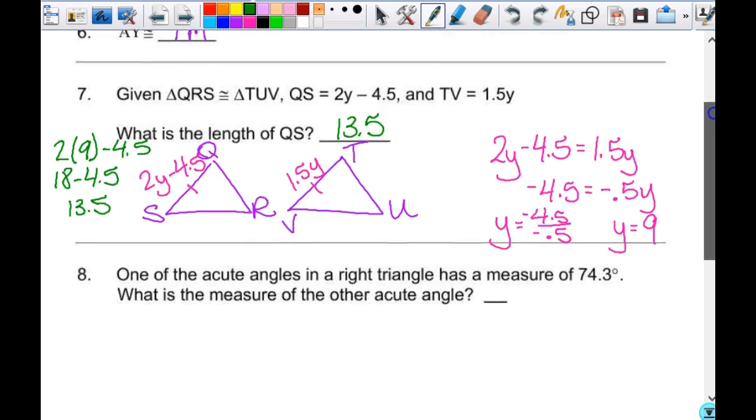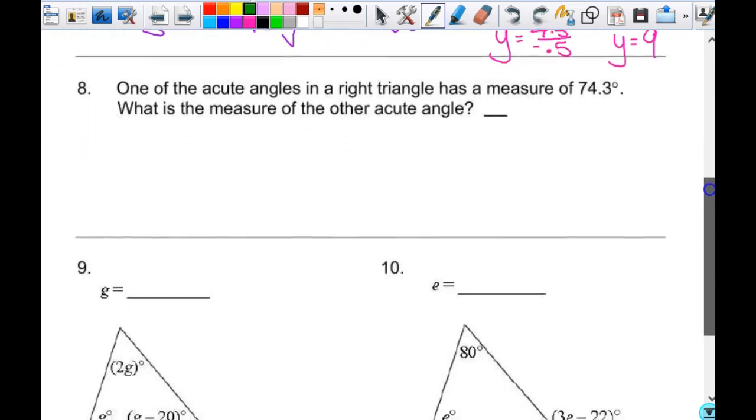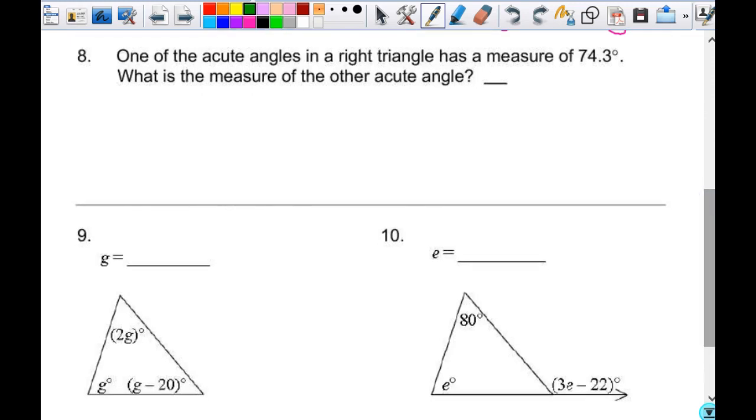Alrighty, so then number 8, one acute angle of a right triangle has a measure of 74.3. What is the measure of the other acute angle? Well, the two acute angles are complementary, so if the other one is, we'll call it x, so x plus 74.3 has to equal 90. So I'm just going to subtract 74.3 from both sides. So 90 minus 70 is 20. When I subtract 4 more, I'm at 16. I subtract 0.3 more, and I am at 15.7. 15.7 degrees. Do it in pieces. It will help a lot. Okay?